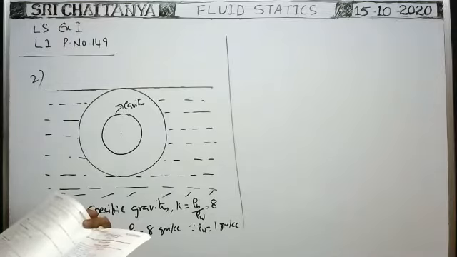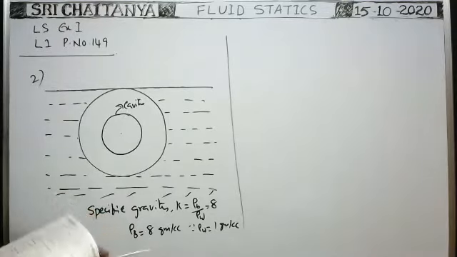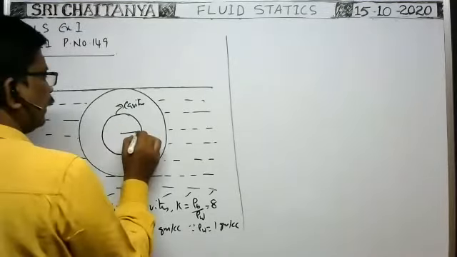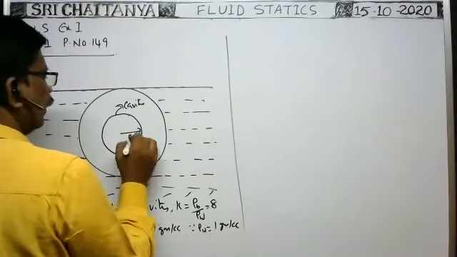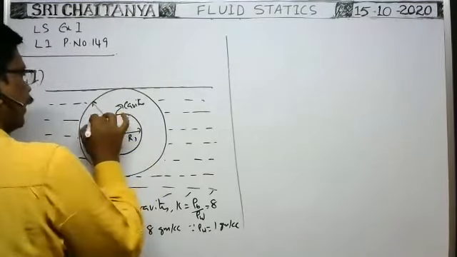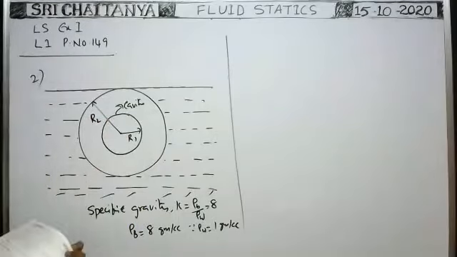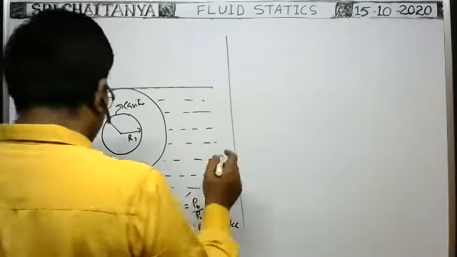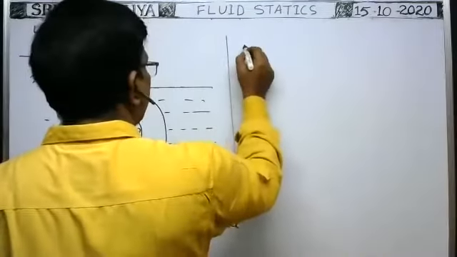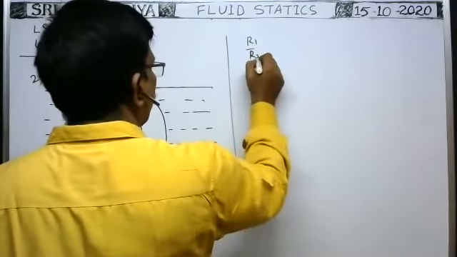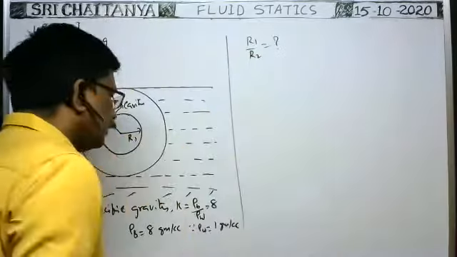Now the ratio of the radius of the cavity to the outer radius of the sphere. Radius of the cavity is say R1. Radius of the outer sphere is say R2. What is the ratio between the radius of the cavity and the radius of the outer sphere? R1 by R2 is equal to question mark.